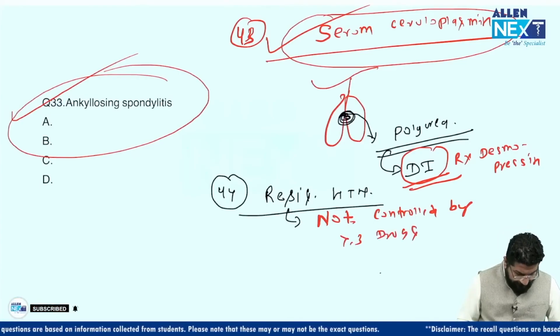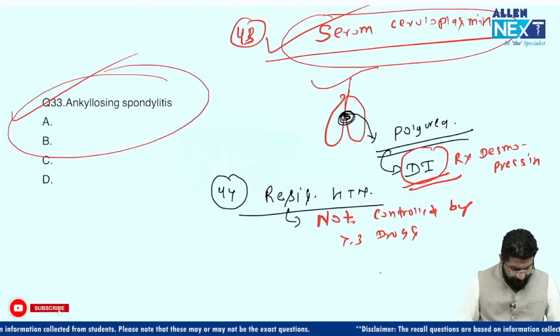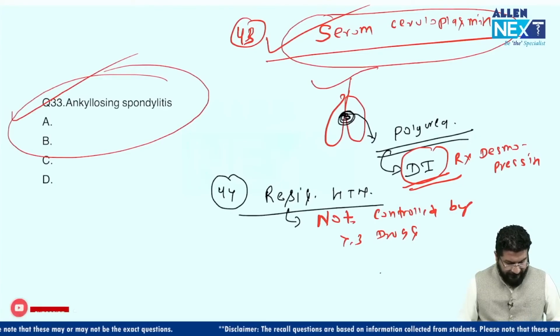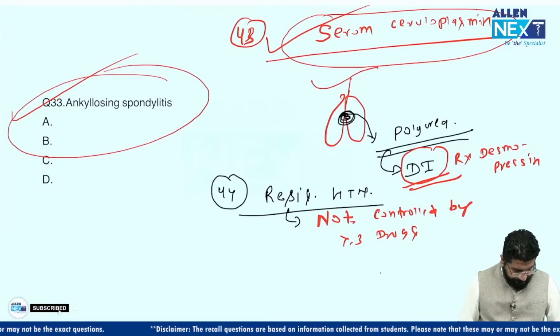Okay, clonidine withdrawal was asked. Clonidine withdrawal hypertension was asked. So that is called rebound hypertension. Right? So that is called rebound hypertension.